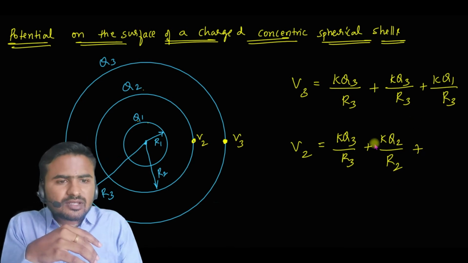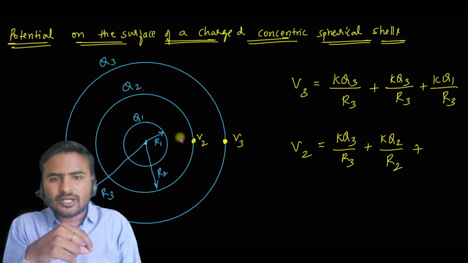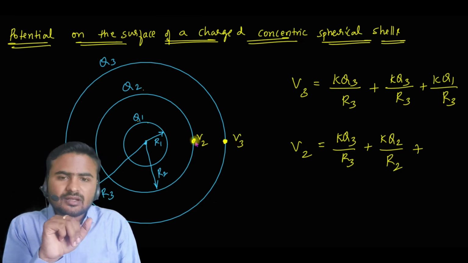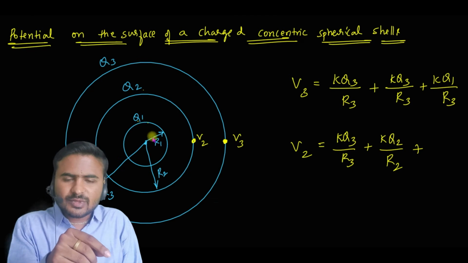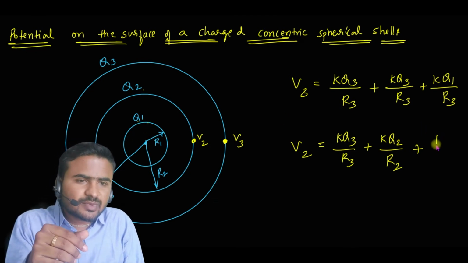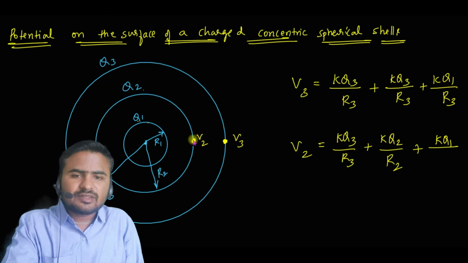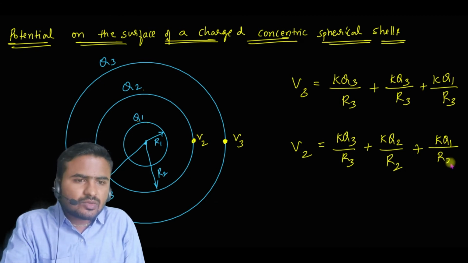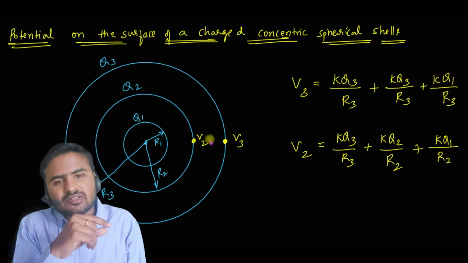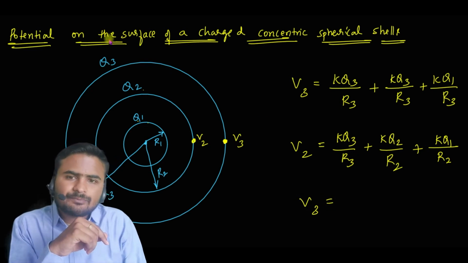And now the potential at this point on the second sphere due to the charge on the first sphere. I am on the second sphere, which is outside the first sphere, so the potential outside the first sphere due to the charge on the first sphere is going to be kq1 divided by the distance. The distance is nothing but r2, since I am at a distance of r2 from the center, so kq1 by r2. So this is the potential of the second sphere. Now let us see what will be the potential of the first sphere.